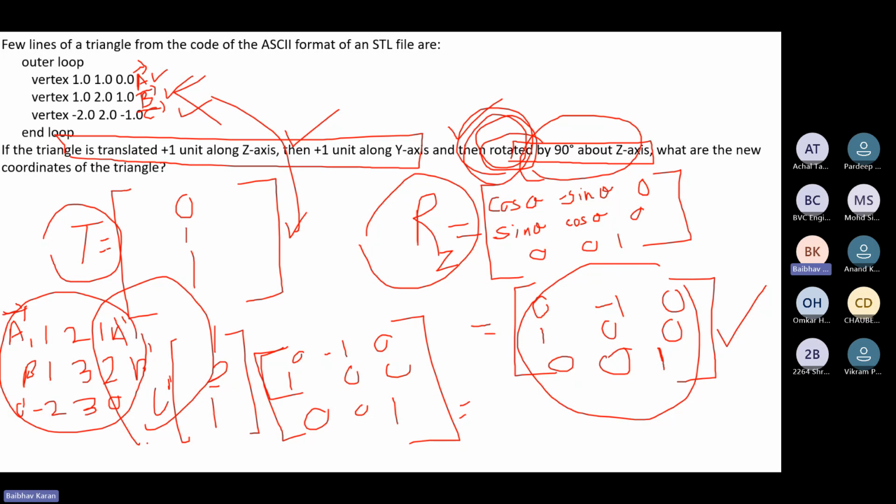Translation is purely easy. We do not have to do anything, just add to those values. But rotation, we need to multiply the matrix. It's easy as well, but just be careful while multiplying the two matrices. These are the things we'll be taking care of while solving these type of questions.